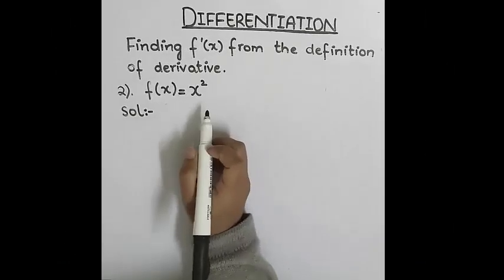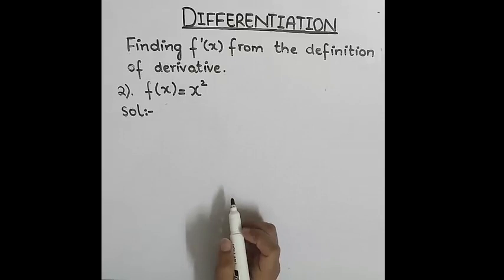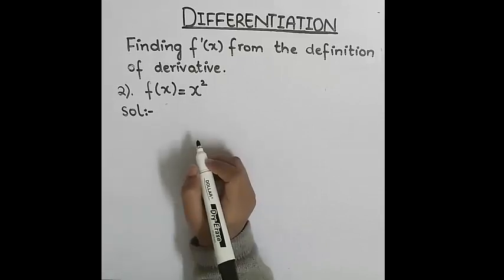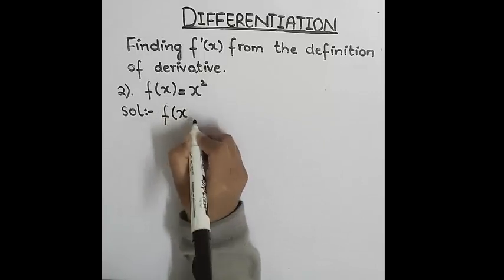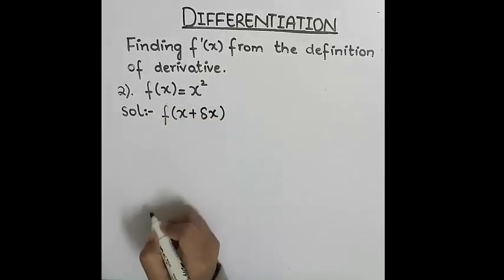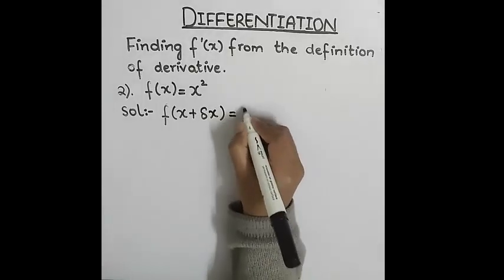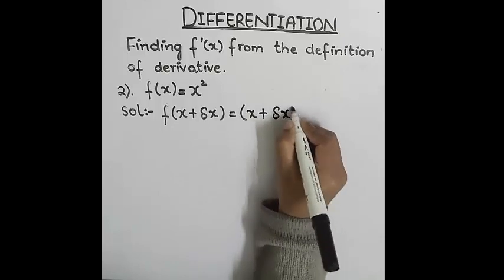So example number 2 is f(x) = x². Step number 1 says find f(x + Δx), which is equal to (x + Δx)².